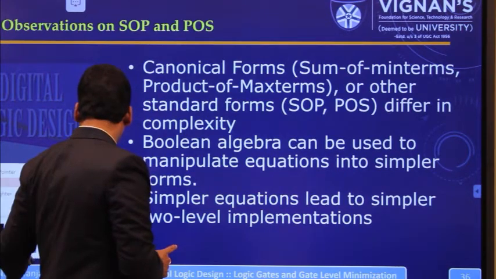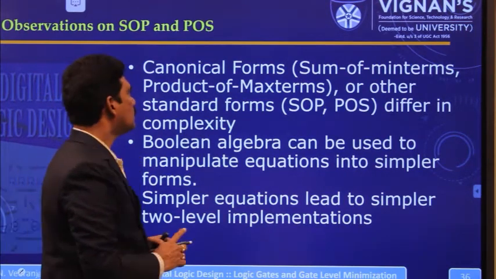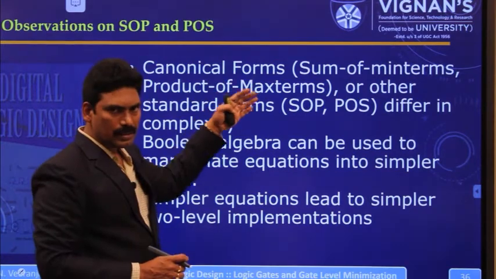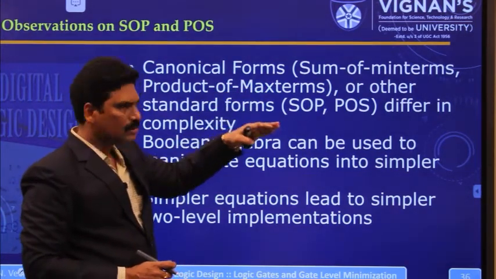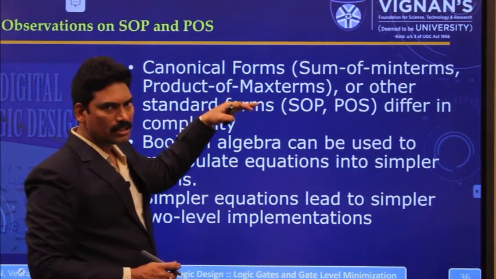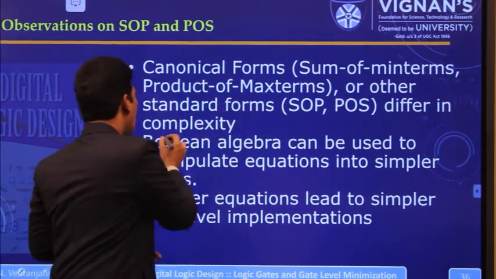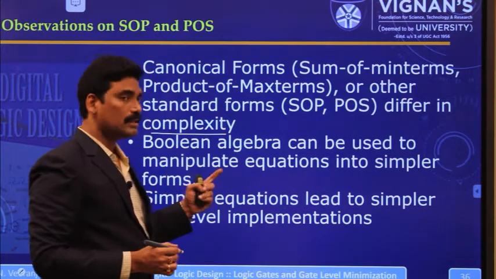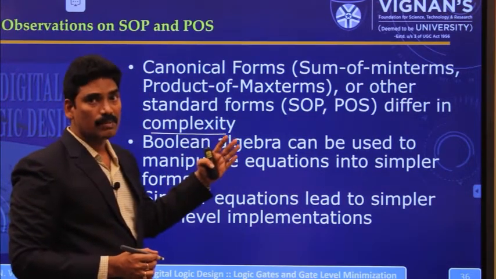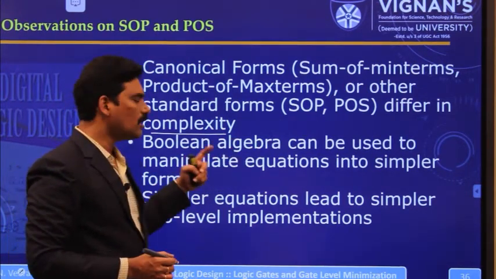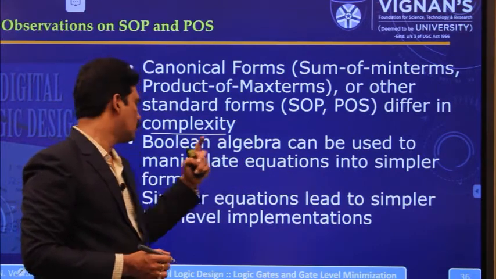And the observations are: canonical forms, that means sum of min terms and product of max terms, or other standard forms. SOP and POS differ in complexity. And this Boolean algebra can be used to manipulate equations into simpler forms.